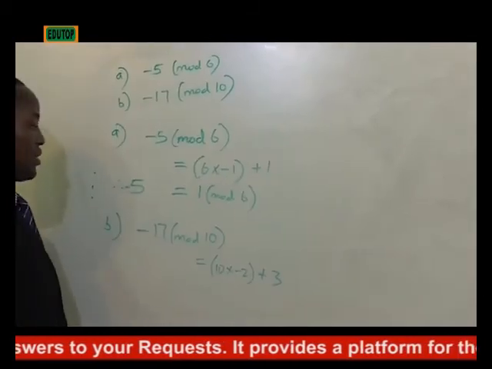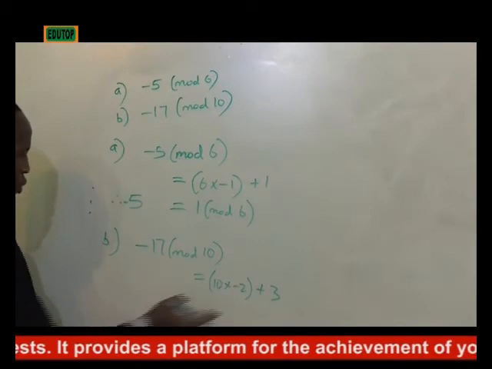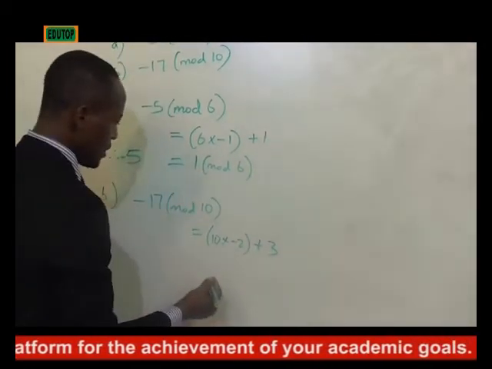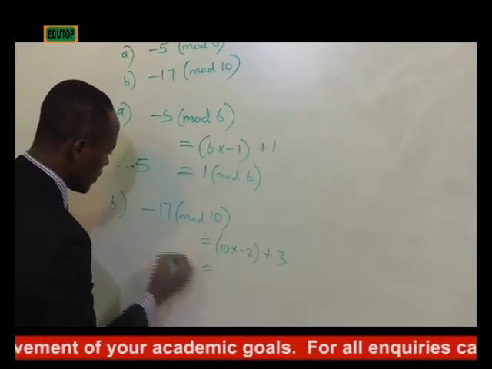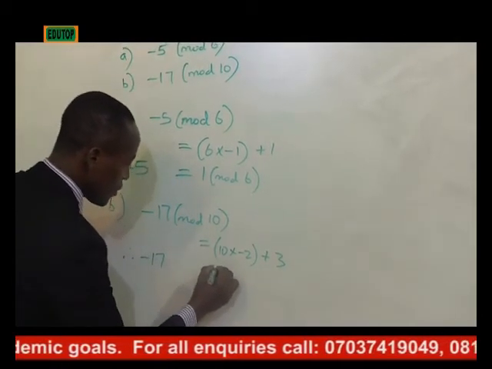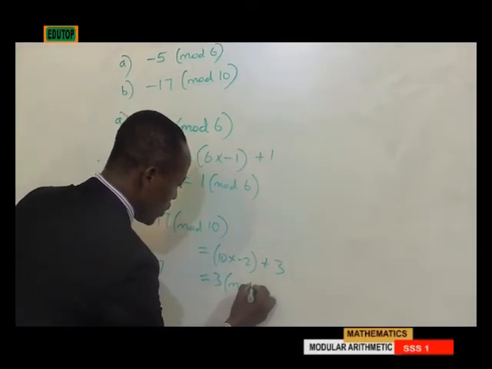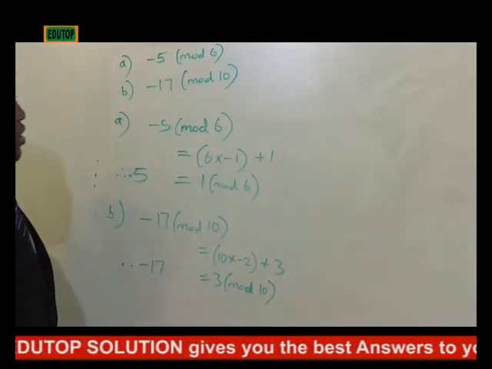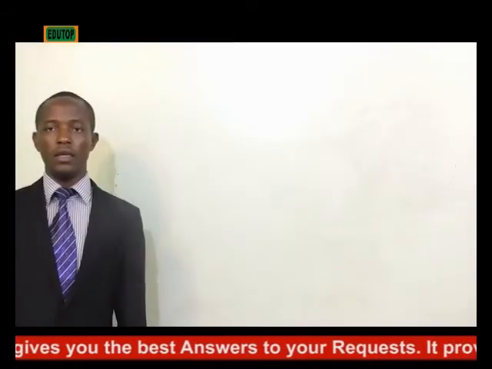If we had 4, that would be minus 16. But what we are interested in is this minus 17. So what we are going to add to the multiples of 10 is 3, because minus 20 plus 3 is minus 17. So our answer, we can therefore say that minus 17 is equal to 3 modulo 10. If you follow these principles, you get your answers naturally.